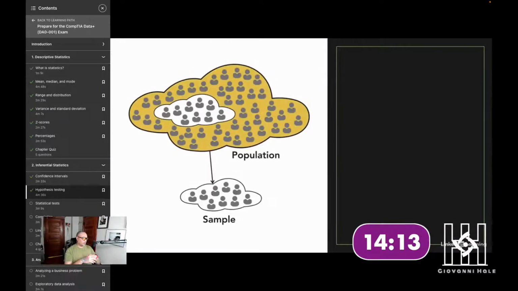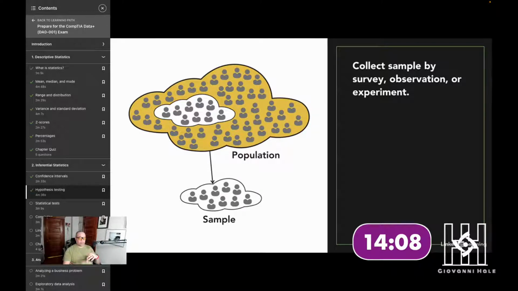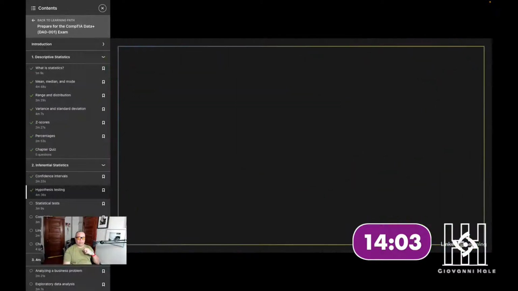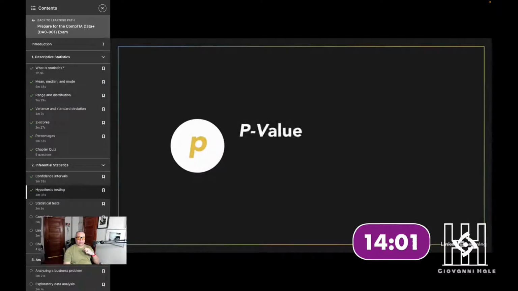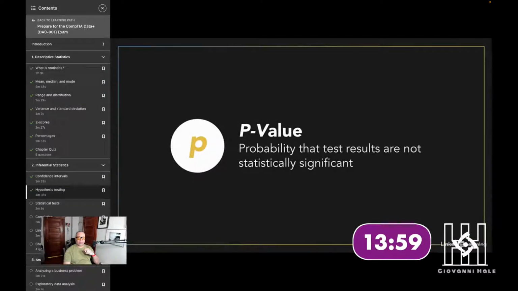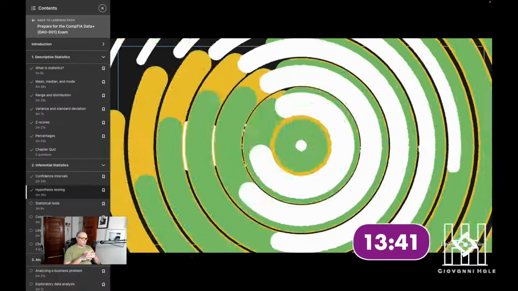Once we've decided upon our null and alternative hypotheses and our alpha value, we go ahead and collect our sample. We do this by observation, survey, or experiment. With that data in hand, we run a statistical test that produces an output known as the p-value. The p-value is the likelihood that our results are not statistically significant and just occurred by random chance. We use the p-value to decide whether to reject the null hypothesis. We do this by comparing the p-value and our selected alpha value.